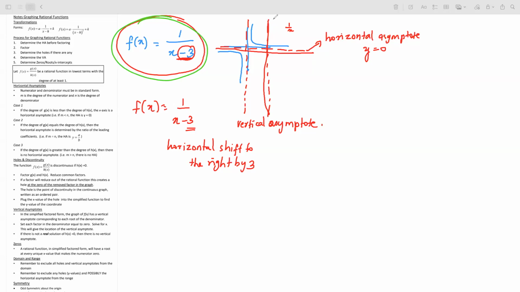So green color graph I'm going to draw. How am I going to draw? The graph is going to be like this. It moved to the right by 3. Any questions?